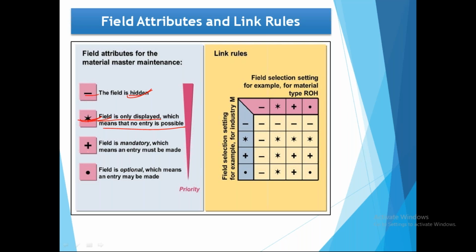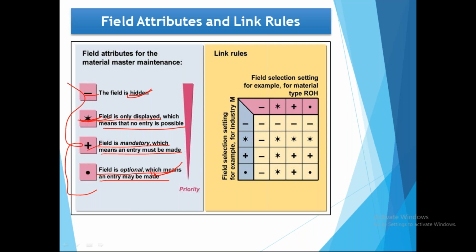No entry is possible. Plus means the field will become mandatory, which means an entry must be made, and star means the field is optional, which means an entry may be made. Okay, so these are the field attributes for the maintenance. Now the next one is field attributes and link rules.